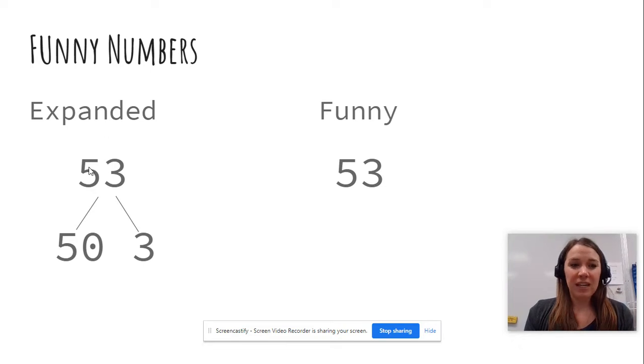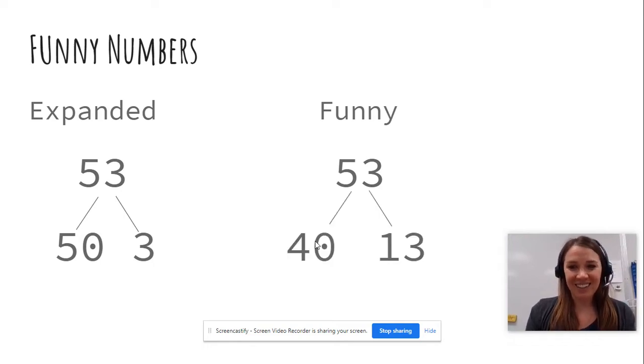For 53, expanded form would be 50 and 3. Its funny number, take a 10, give a 10, would be 40, 13.